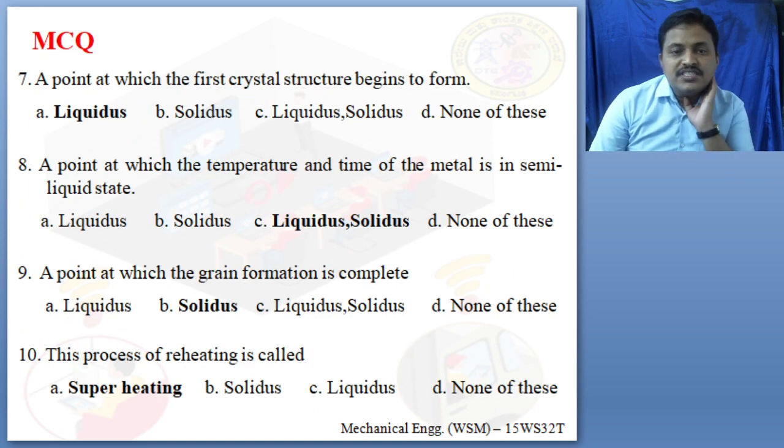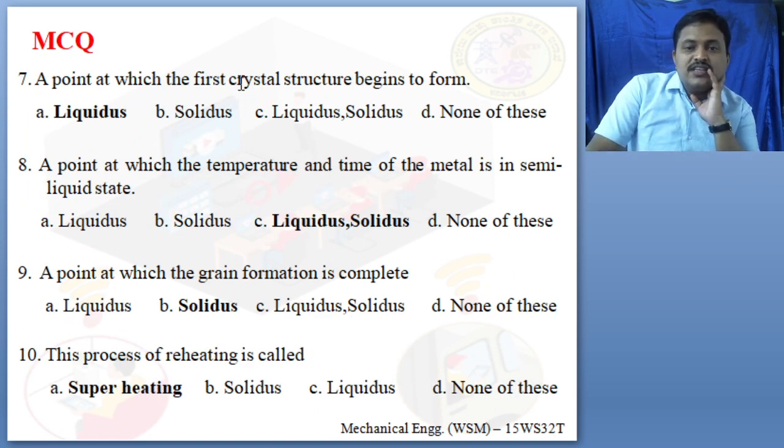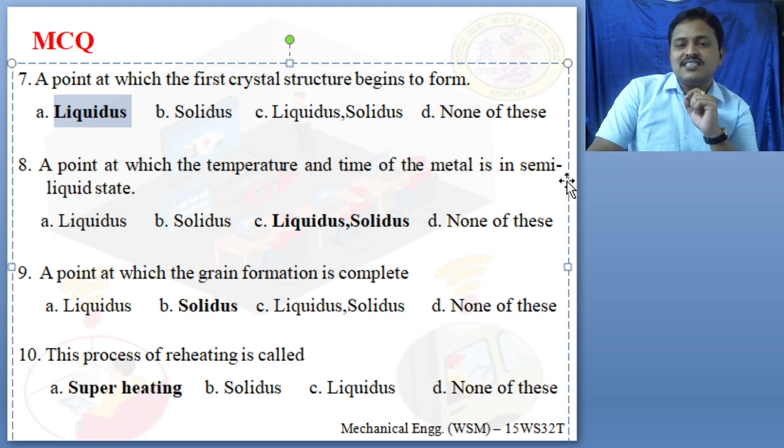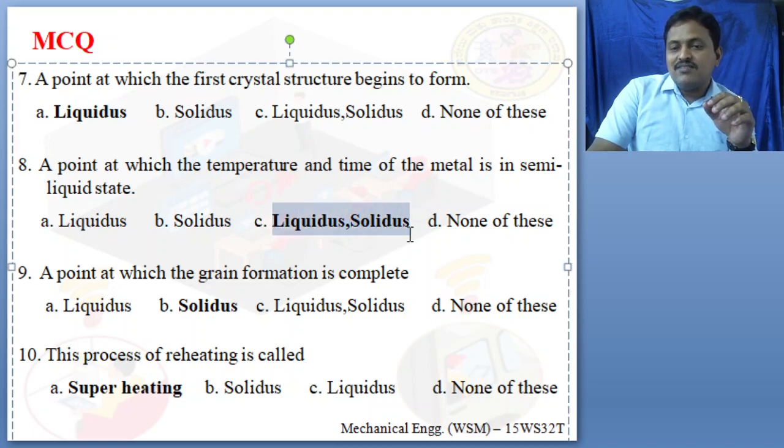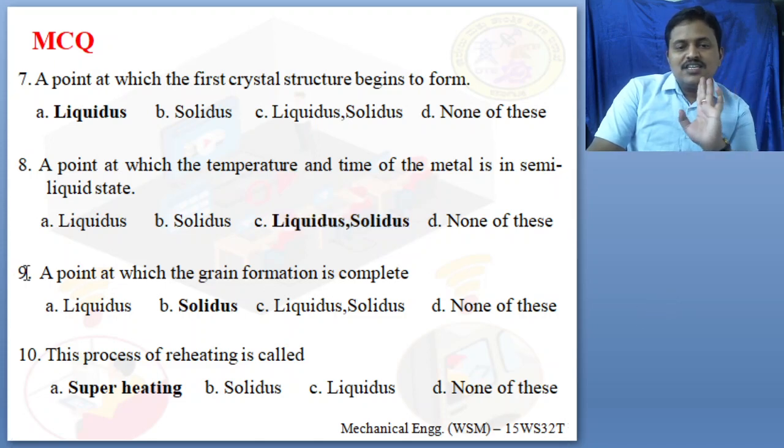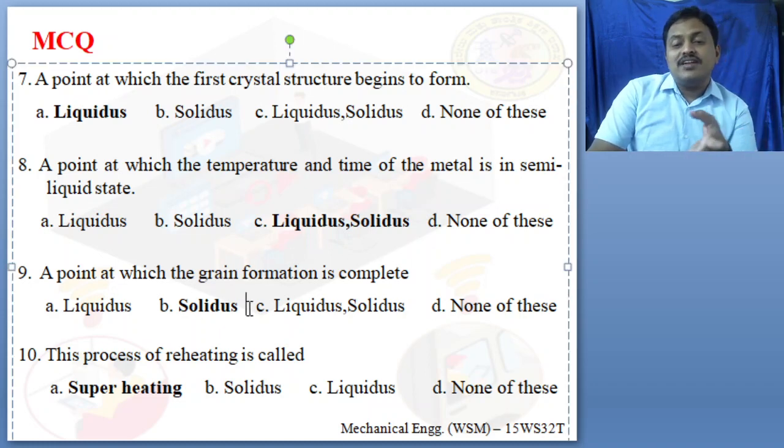Okay, next: the point at which the first crystal structure begins to form, which is the first stage of the cooling curve. It is liquidus. Okay, the point at which temperature and time the metal is in a semi-liquid state, this is the intermediate state. Which state is it? It is liquidus and solidus. Liquidus and solidus is the right answer for this. For next, question number 9: a point at which grain formation is complete. The complete stage is known as what? Solidus. Initial, intermediate, final: the completed stage is known as solidus.